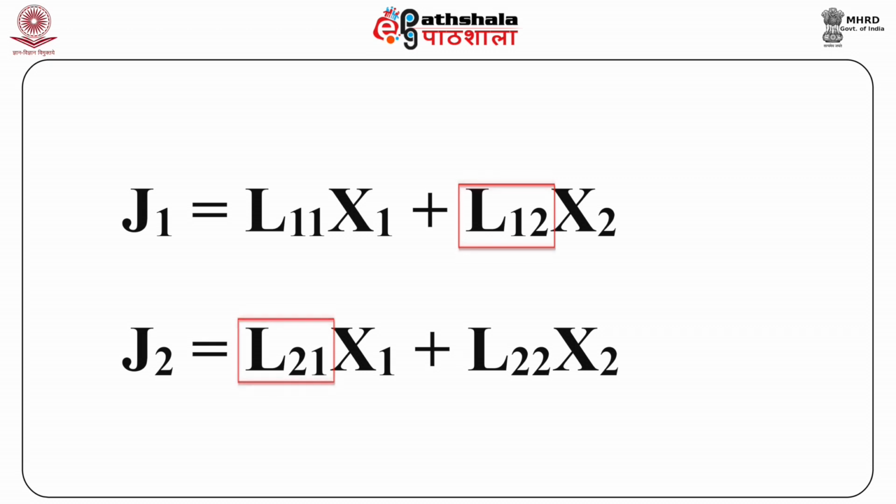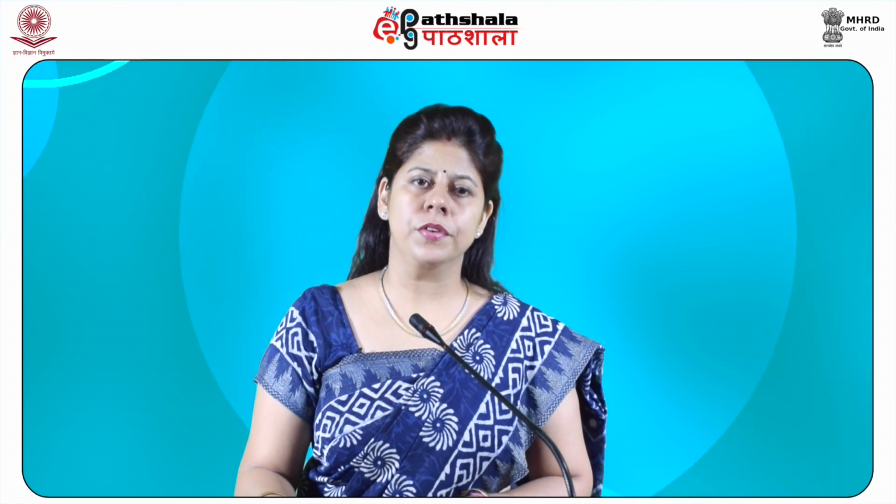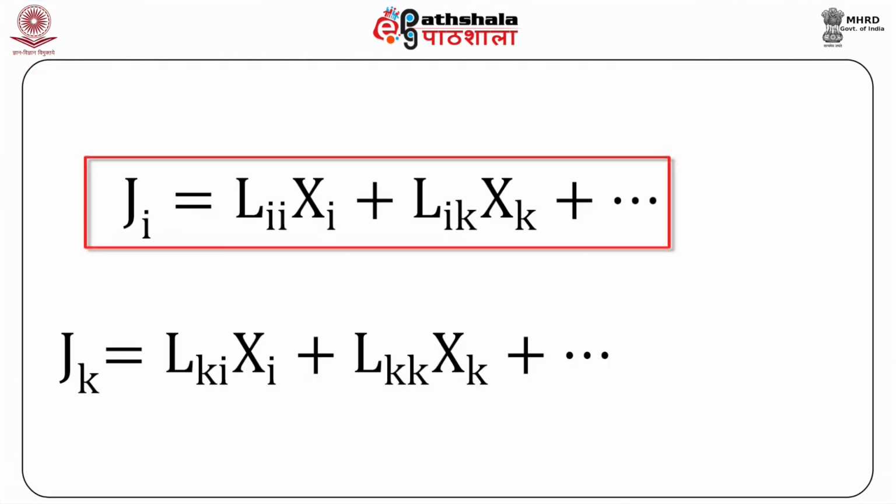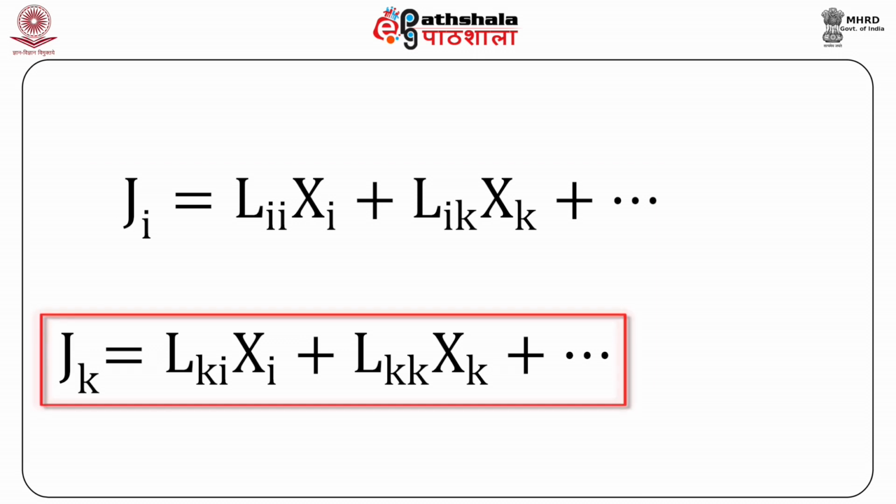L12 is the heat flow arising due to the concentration gradient. L21 is the flow of matter arising due to the temperature gradient. Now in general, Ji equals Lii Xi plus Lik Xk plus other terms, and Jk equals Lki Xi plus Lkk Xk and so on.